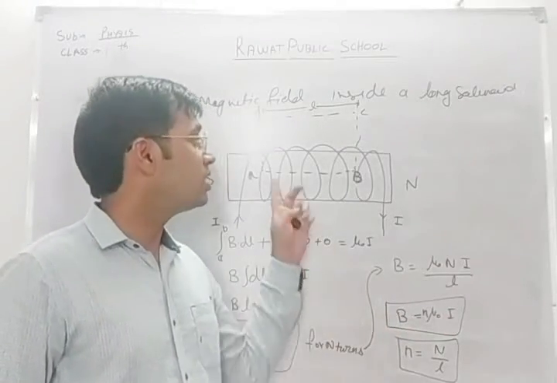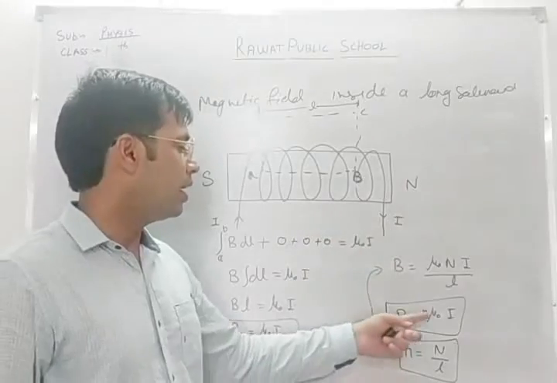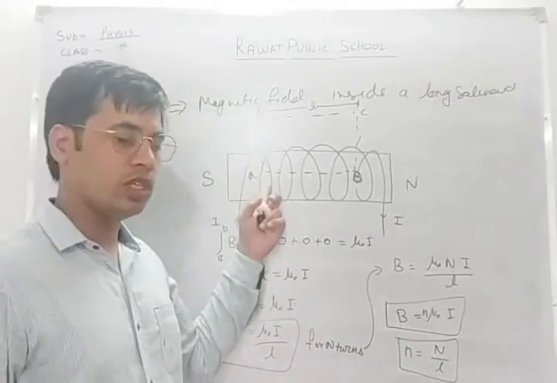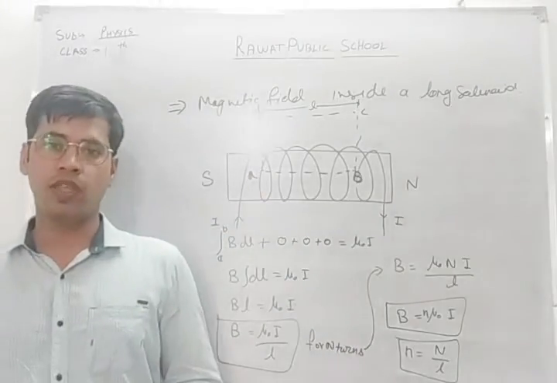Now you can see it is independent of the length of this solenoid. Okay, it depends only upon the amount of current which is flowing into this solenoid. Okay, so this is the magnetic field because of the solenoid.